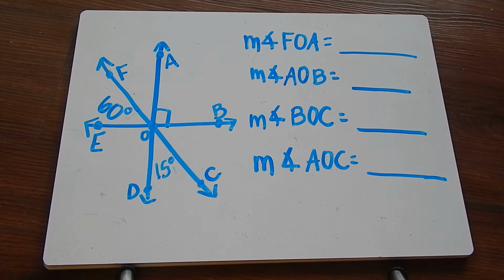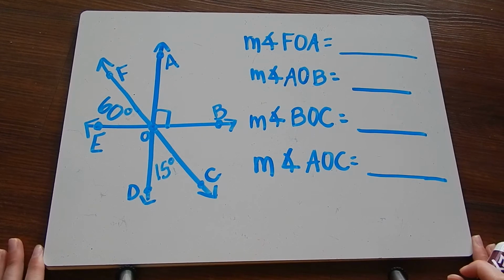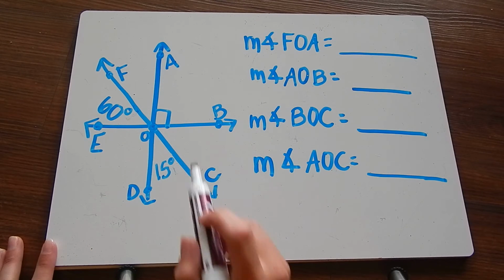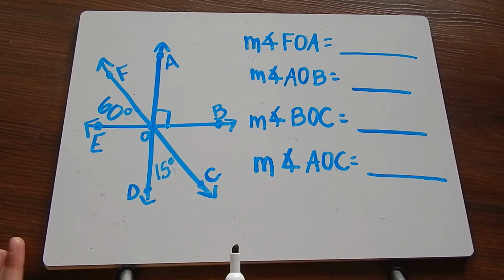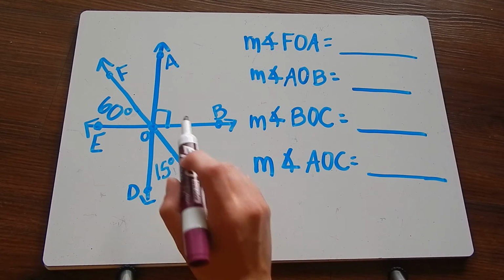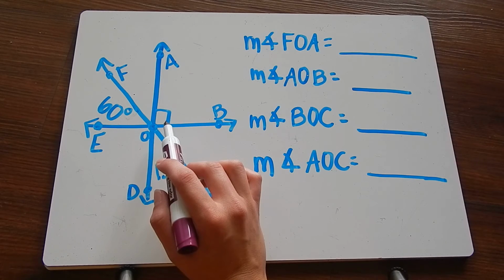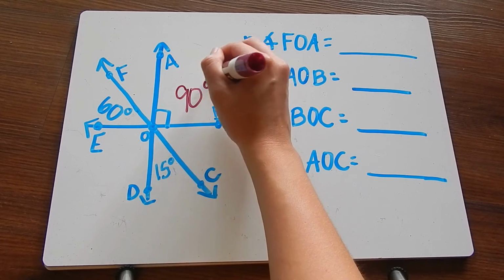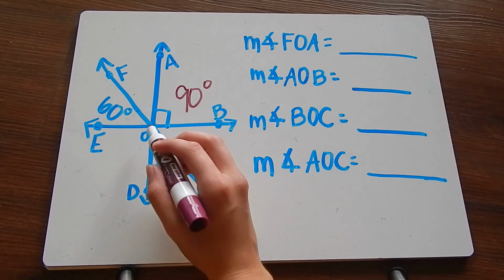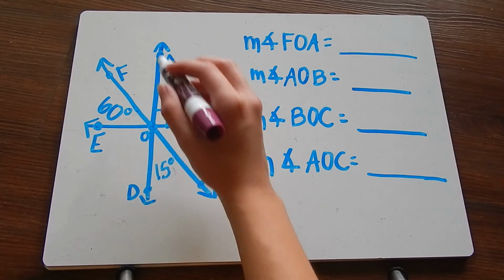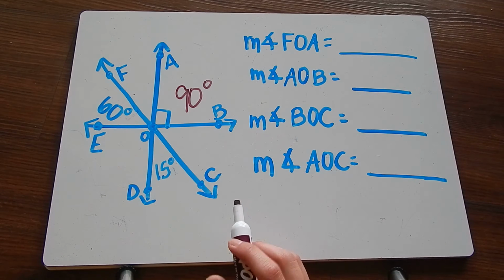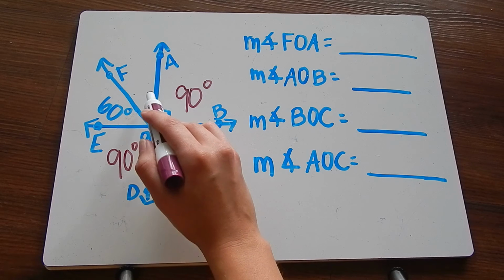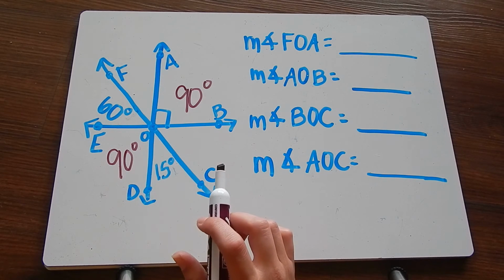My next example looks a little complicated. We're given a few angle measures here, and we want to find the other one. So I'm actually going to label everything that I can. Now, I see this right angle symbol here, so that means AOB is 90 degrees. So is every single one of these, since we have perpendicular lines here. That means this is also 90 degrees. This whole thing here is also 90 degrees.